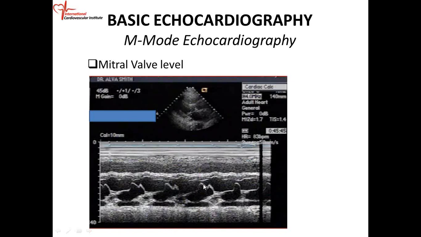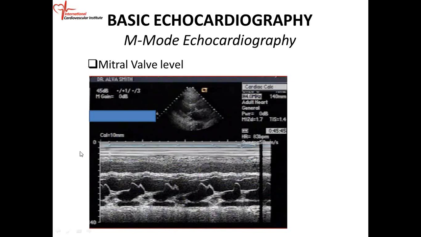This is the anterior mitral leaflet. The posterior leaflet is below, and it's a mirror image of the anterior leaflet, but it's below. So the mitral valve opens in diastole, closes in systole. You can see it has an M configuration, and you have to know what these points are. There are 1, 2, 3, 4, 5 points, and you have to know what the points mean.